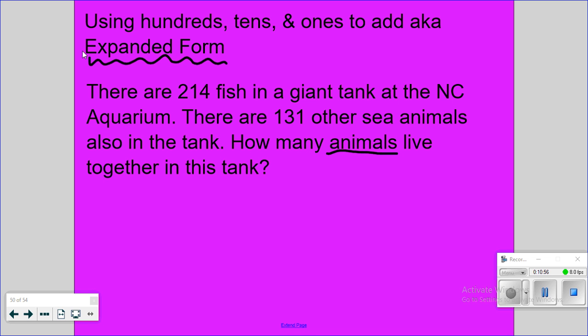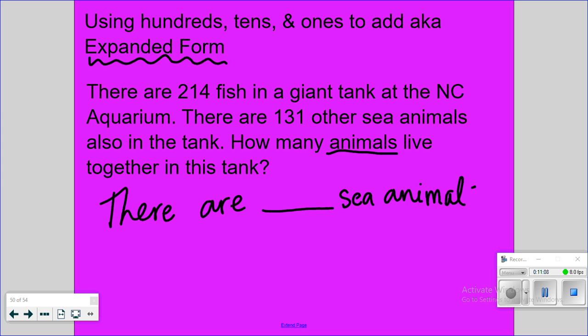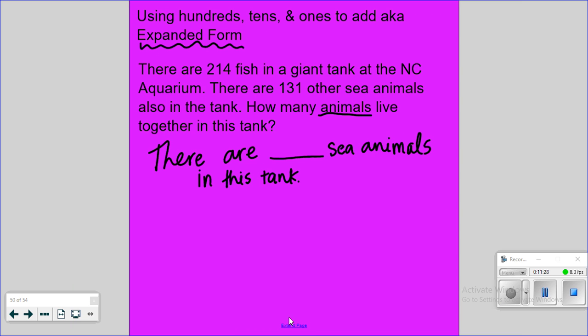Ashlyn? Love it. There are blank sea animals in this tank. So we know that we are counting sea animals, and we know that we're counting them individually. Go ahead and draw a bar model with our whole or our total.